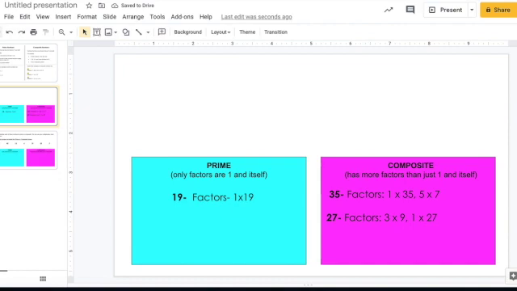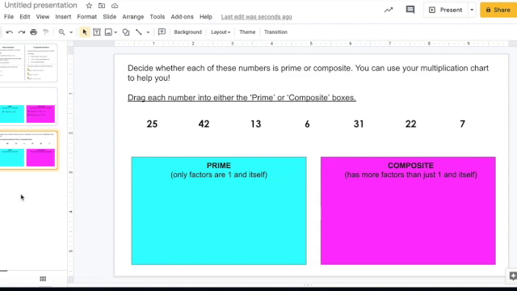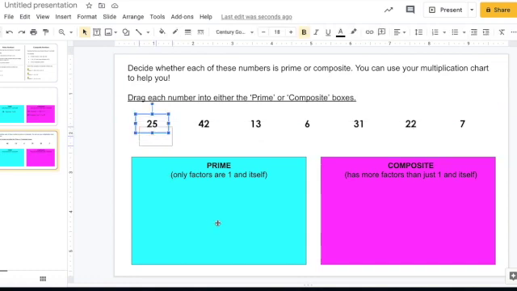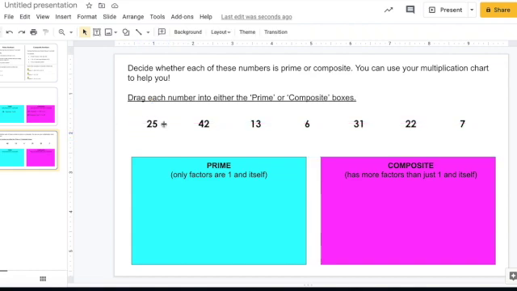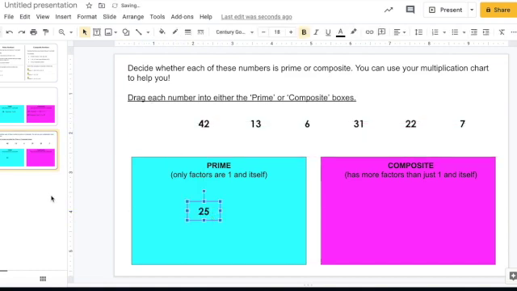All right, so that's just a little preview of the short activity I'm going to have you do for today's classwork. So if you look on slide number 3 in your assignment, there are 7 numbers altogether, and for each of these numbers you're going to decide, is it prime or is it composite? You do not need to write in the factors like I did here. You can just take the number and drag it to the correct box. Is 25 prime or is it composite? And then you're going to do that for each of the other numbers as well.